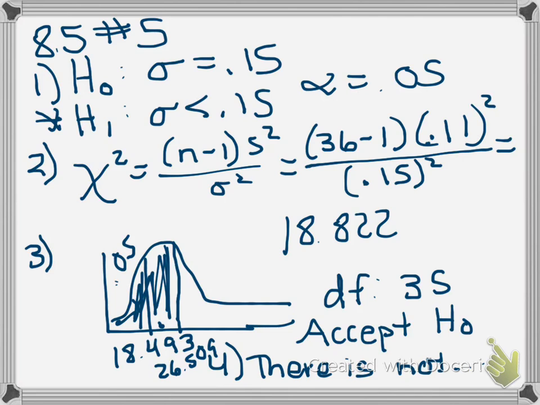I'm not as concerned about that as you realize if you had a table and you could look up 35 exactly, you would do that. Okay, so there's problem number 5.